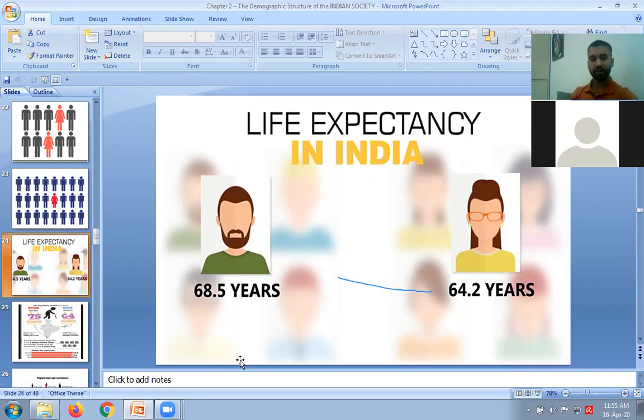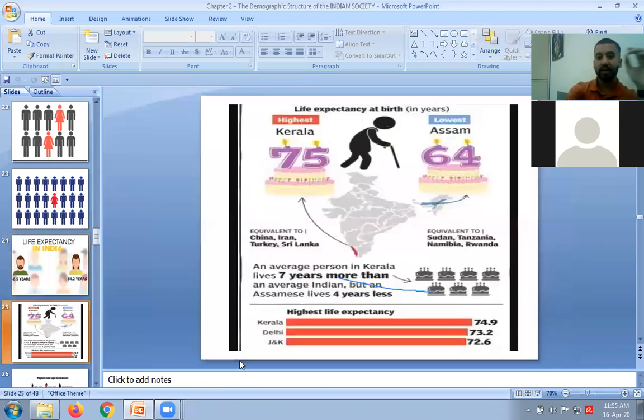Don't worry about that. And in case you are still worried by seeing these figures, then I've got something positive and something good to show you. Look at the life expectancy of Kerala. It's 75, and look at the life expectancy in Assam. It's 64. So life expectancy also has a lot of variations, just like our culture has a lot of variations, right? So life expectancy means the number of years that an individual is going to live, right? So it varies from state to state.